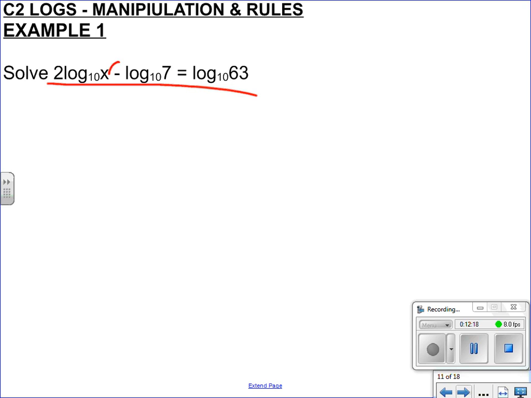So I can see there's a minus here. So hopefully you're thinking, well, I need to subtract them. Hopefully you're thinking log AB subtract log AC is the same as log A B over C. But I can't use that yet because of the 2. You see? So now I need to use the 5th rule first.